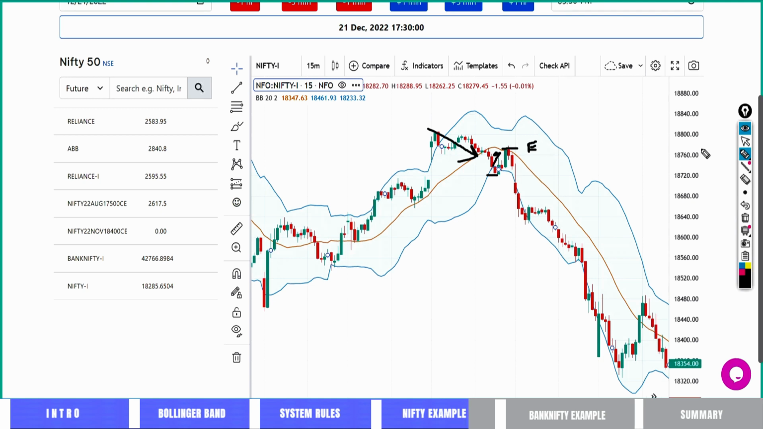18,760 is the entry, somewhere here. And our stop loss can be around this point, which is around 18,800. So that can be my stop loss. That means I have a risk of almost 40 points.